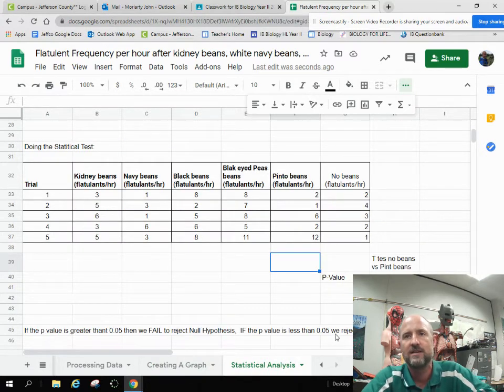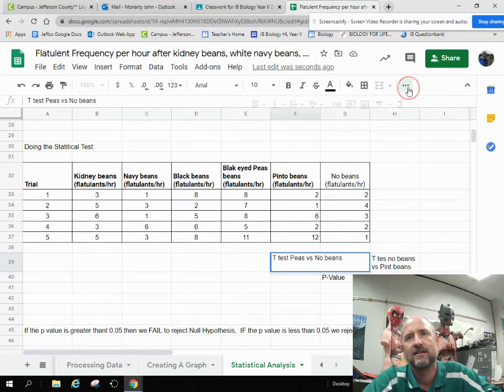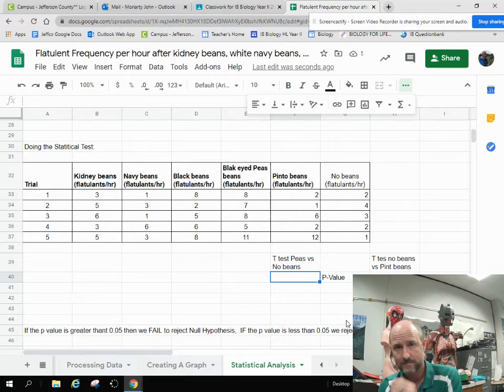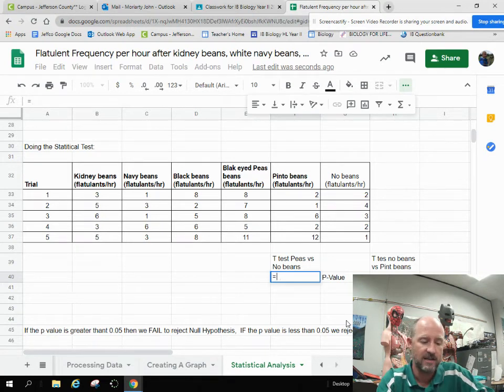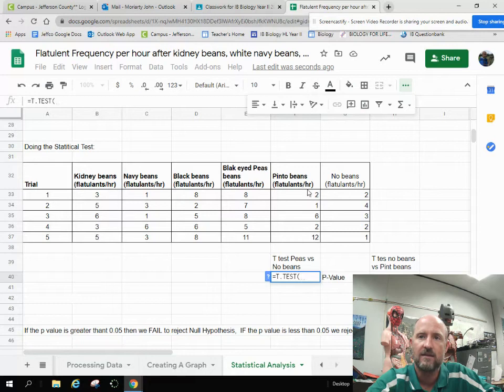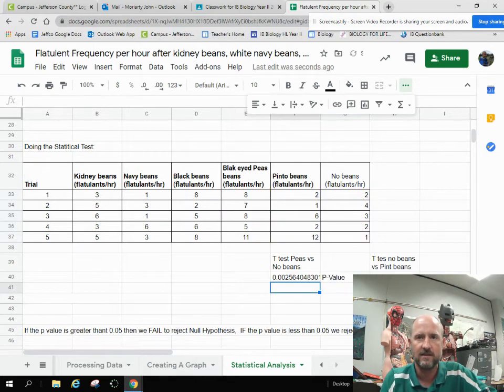So maybe on our next one, we'll do the t-test between black-eyed peas versus no beans. Okay, so we can do a test now to determine if that is. So I want you guys to go ahead and run that test. Do it on your own, because hopefully you're doing that, and I will do it along with you. So t-test. Okay, and then I'm going to highlight the data I want. This time I'm doing black-eyed peas, comma, no beans, comma, 2, comma, 3, and hit enter.